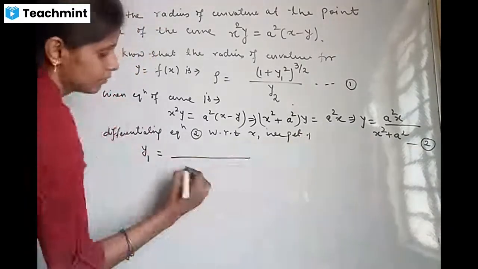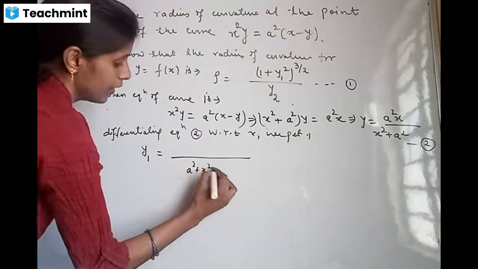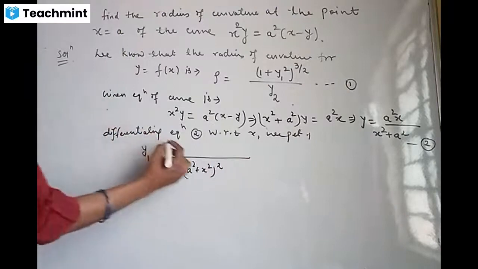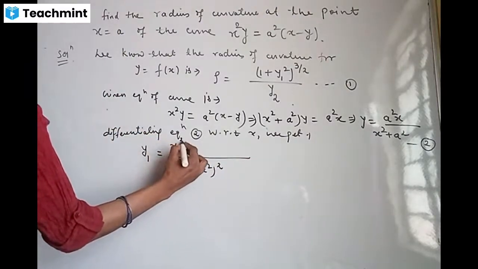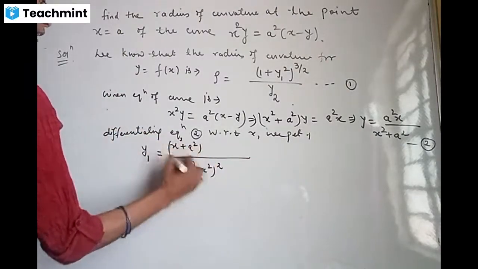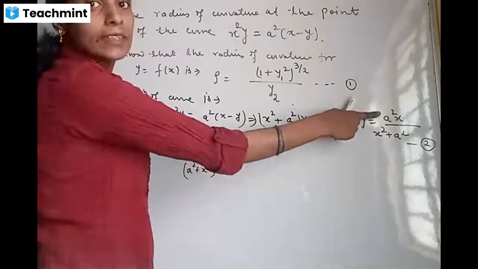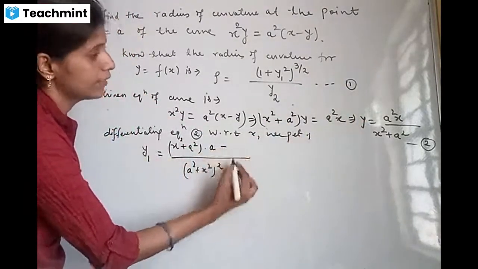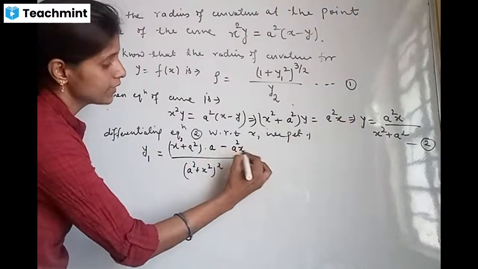What do we have? (x square + a square) whole square. And then we put this in the numerator. So I'll write here x square plus a square. Okay. And then differentiation of this x is 1, so I'm writing here a. Then minus, then a square x is as it is.